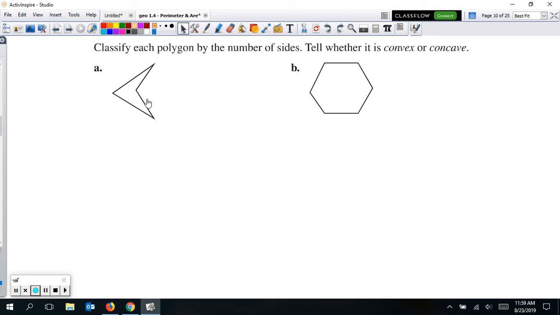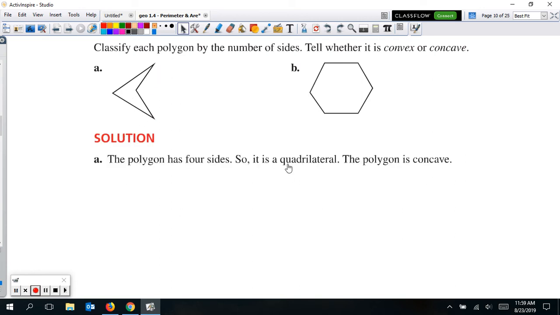So on your chart that you just wrote down, when it says 4 sides, what do we call it? Well, it's called a quadrilateral. And then also, is it convex or concave? Do you see any caves in this one? Yeah, there's one right here. See, this vertex right here is a caved-in vertex. So that would be concave. So it is a quadrilateral and it is concave.